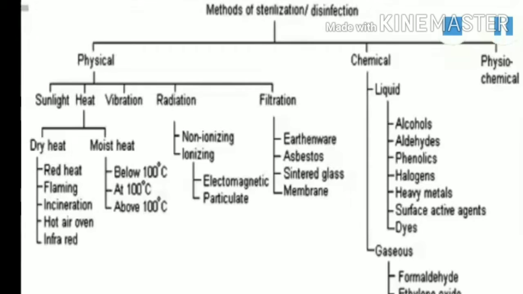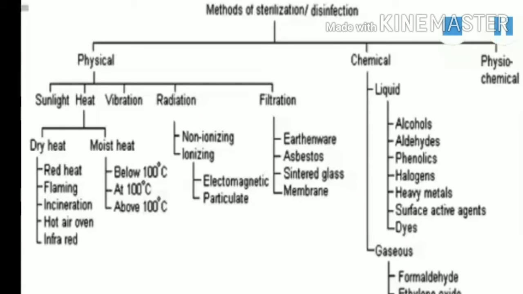And in moist heat, below 100 degrees Celsius, at 100 degrees Celsius and above 100 degrees Celsius, all these methods come under moist heat. Next is radiations. In radiations, non-ionizing and ionizing, and in ionizing, electromagnetic and particulates come under radiations. Next is filtrations. Earthenware, asbestos, sinter, glass, membrane, all this comes under filtrations.